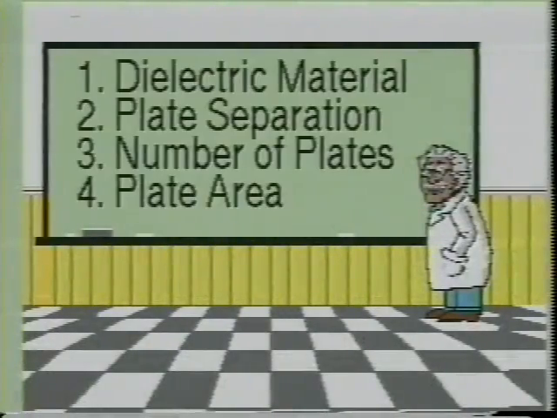We are now ready for the final review in the AC video. You have seen that the capacitance of a capacitor depends on 4 physical characteristics. These are the type of dielectric materials used, the plate separation, the number of plates, and plate area.